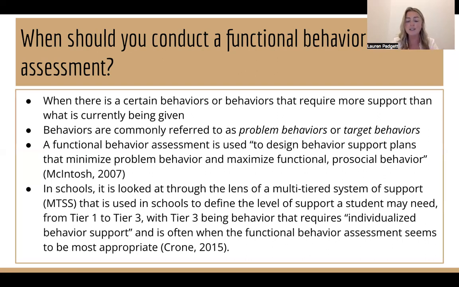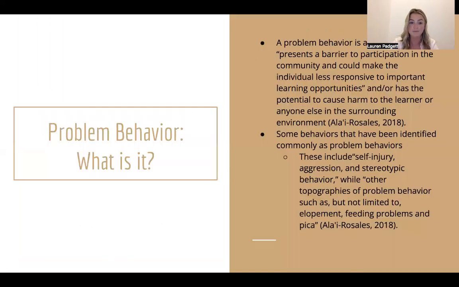In schools, it is looked at through the lens of a multi-tiered system of support, MTSS, that is used in schools to define the level of support a student may need, from Tier 1 to Tier 3, with Tier 3 being behavior that requires individualized behavior support. That is often when the functional behavior assessment seems to be the most appropriate, according to Crone in 2015. Of course, it's also important to note it can be used at any time in which there is unclear function of behavior. It does not necessarily need to be in a Tier 3.